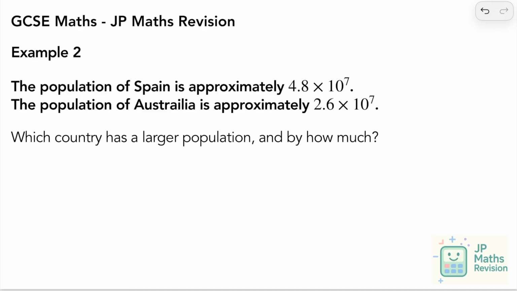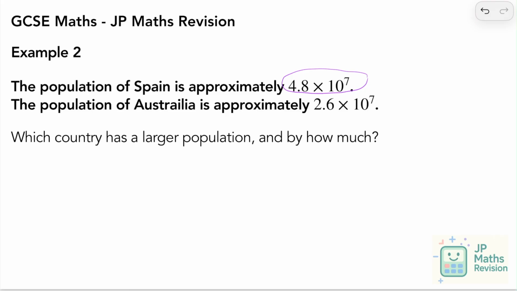Here's another example. So this time we have the population of Spain is approximately 4.8 times 10 to the 7, and the population of Australia is approximately 2.6 times 10 to the 7. So we need to find which country has the larger population and by how much. So what we're going to do here is subtract the smaller one from the bigger one. So we can see here the bigger number is actually 4.8 times 10 to the 7. So contrary to what you might think, Spain actually has a bigger population than Australia. Even though Australia is much bigger than Spain, Spain actually has a bigger population.